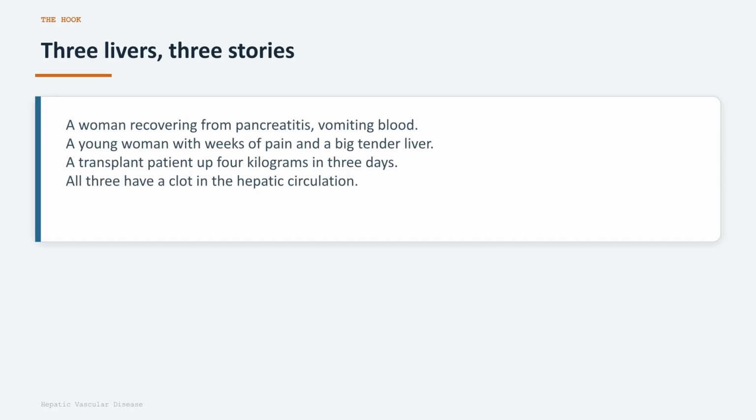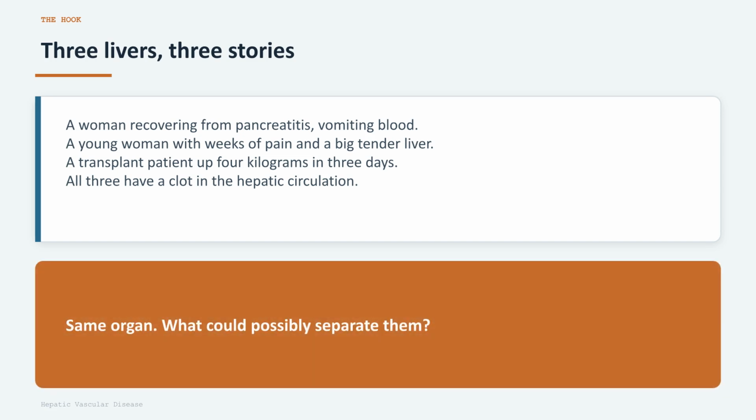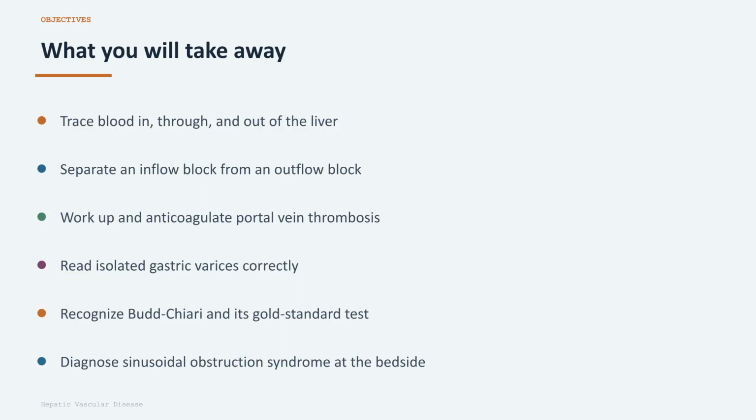Before we teach a single fact, ask yourself what could possibly separate them. The answer is not the clot itself. It is the address. Here is the plan. First, we trace blood in through and out of the liver. 2 vessels in, sinusoids in the middle, hepatic veins out. Second, we build the single idea that separates these diseases: an inflow block versus an outflow block.